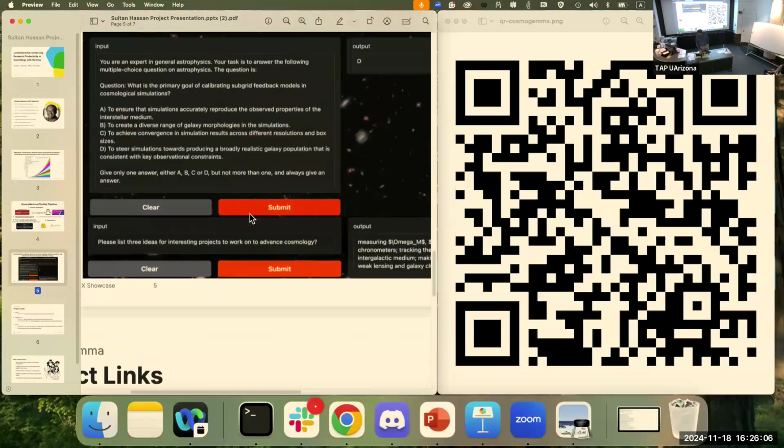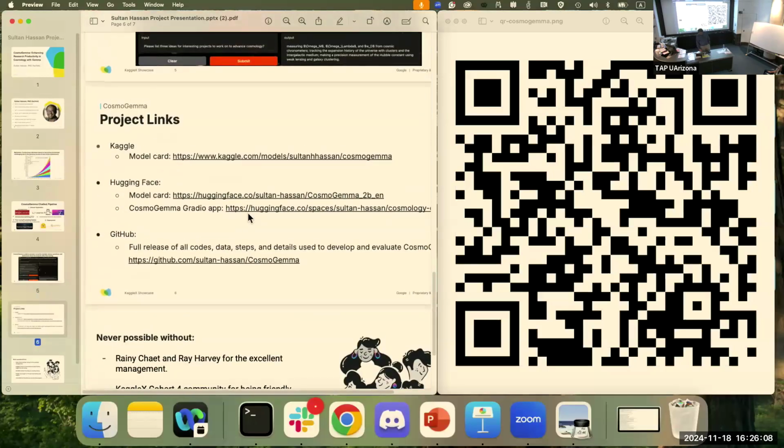I'm a big fan of open source. The model card is on Kaggle, so you can take it and run it yourself. In Hugging Face, there is the model card and the app for Gradio, and there is also the GitHub release for all the code. If you go to GitHub, you can find all the code, all the data, the Q&A answers, all the steps, all the details, everything is there.